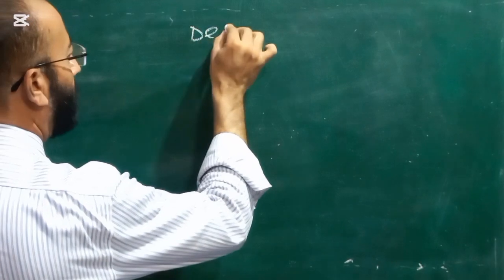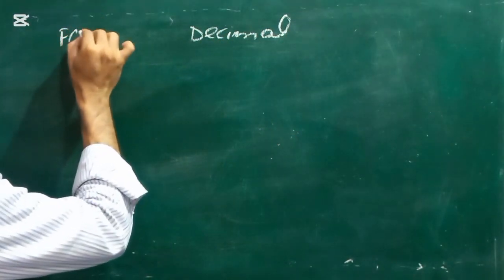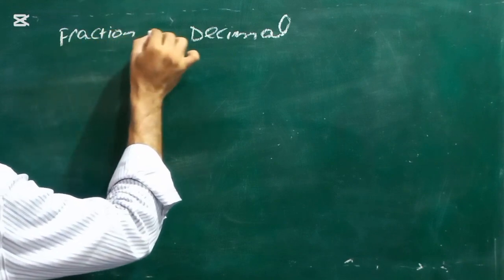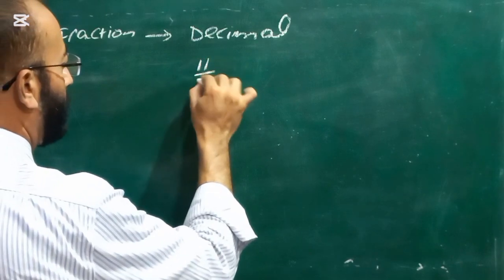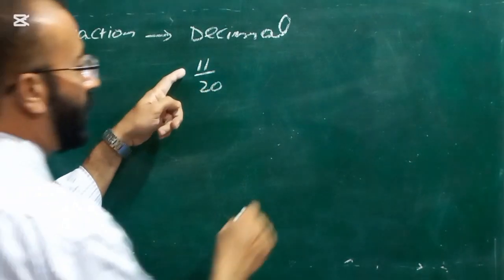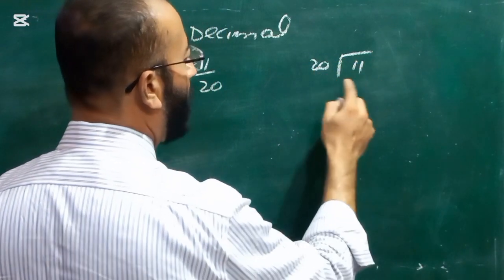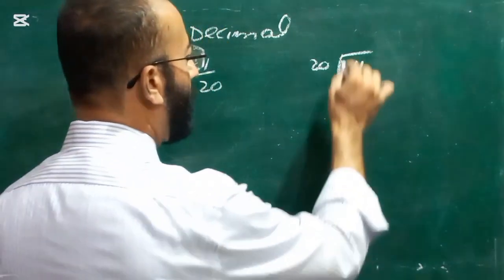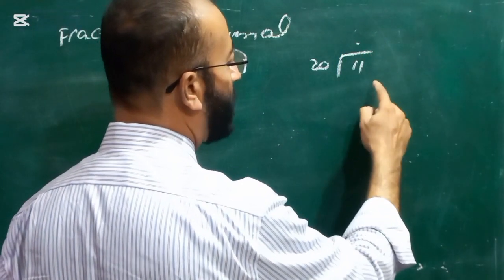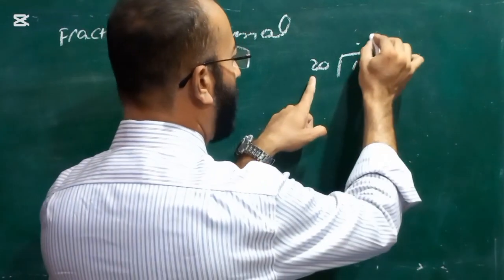The statement of the question is to express as a decimal number. So the requirement is from fraction to decimal number, and the question is 11 by 20. So this is the question. So we will put the numerator in the bracket and the denominator outside the bracket, because this number is smaller than this, so we will put a point, and because of the point we can place 3 zeros with it. So here comes the first 0. So now 25s are 100.